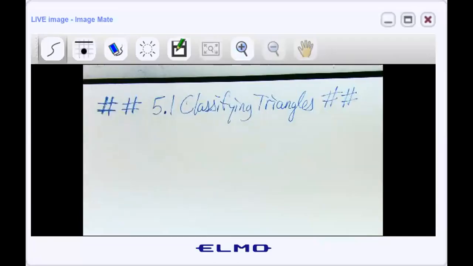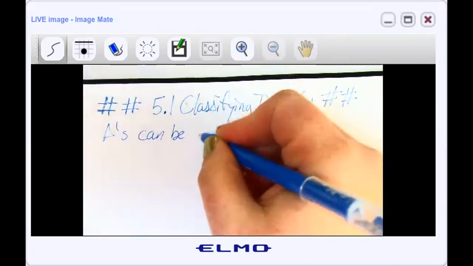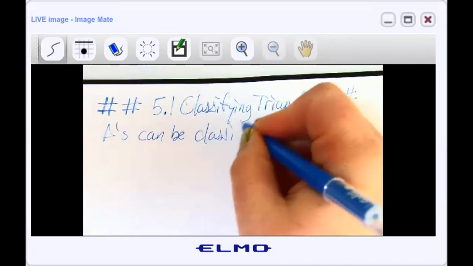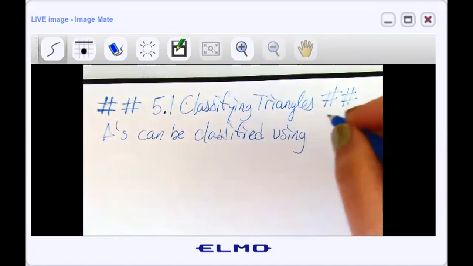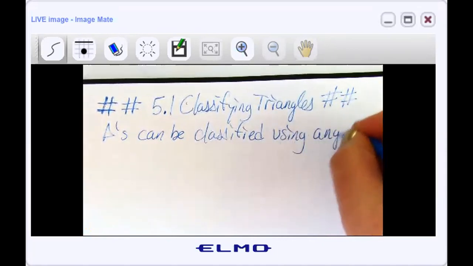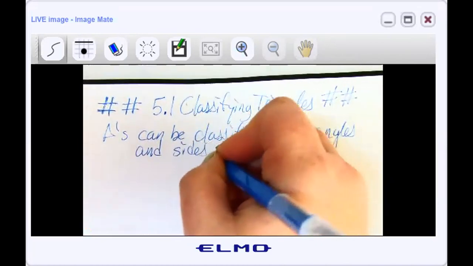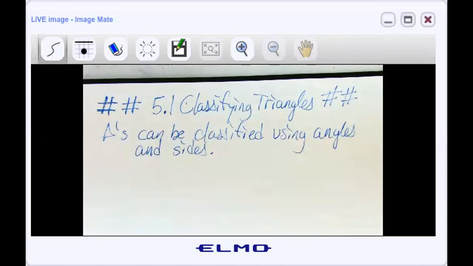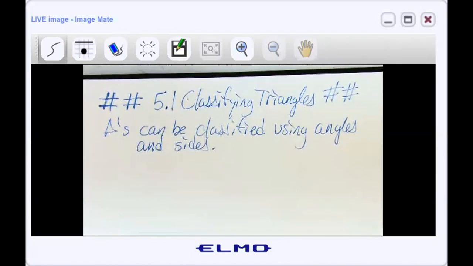You already know how to do this. You may have forgotten the words, but I know you learned them at some point. Okay, so triangles can be classified using angles and sides. So each triangle can be classified two ways, once by using angles and once by using sides. All right, so let's start with the by angles.